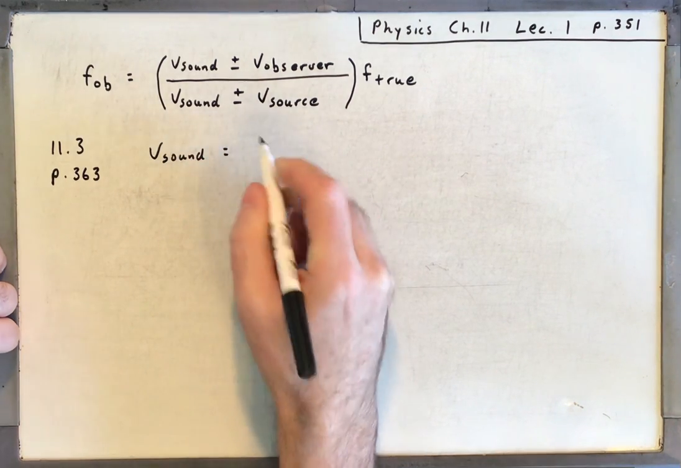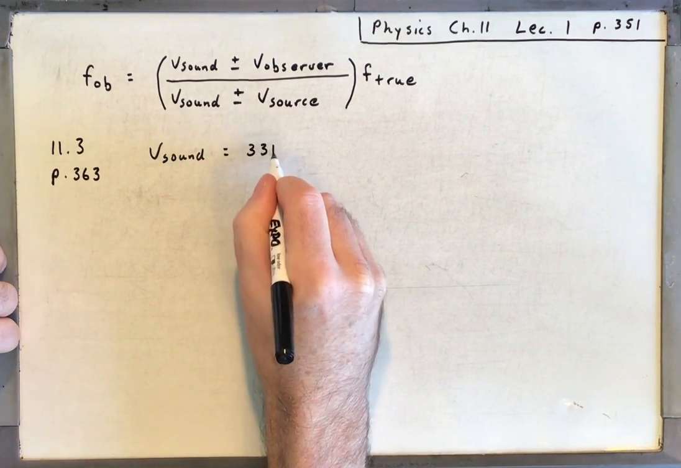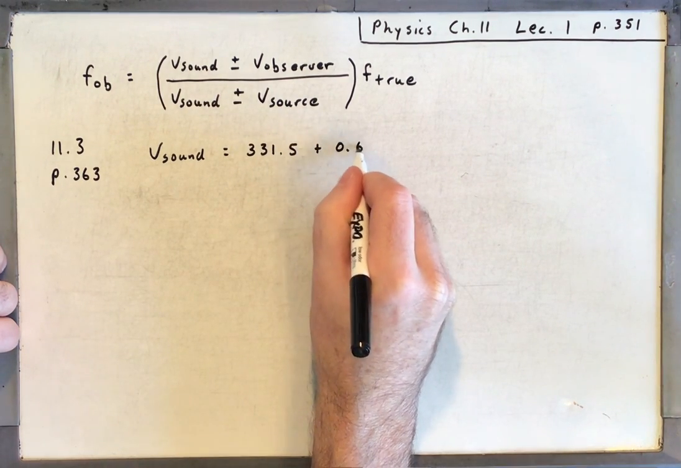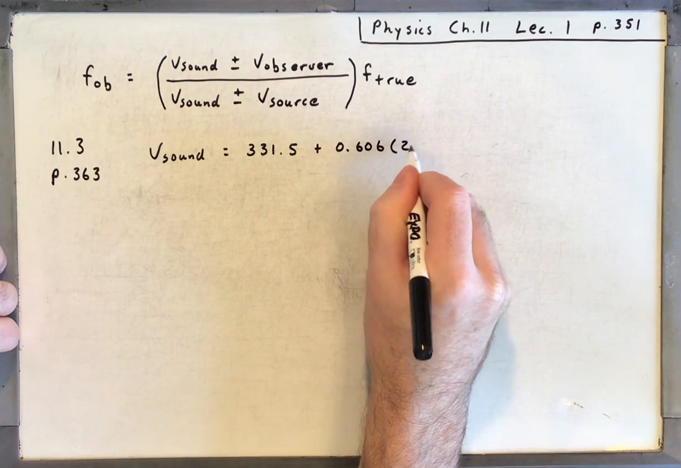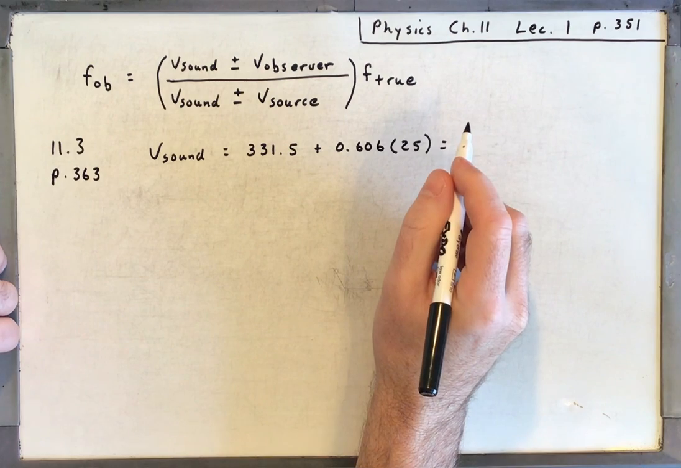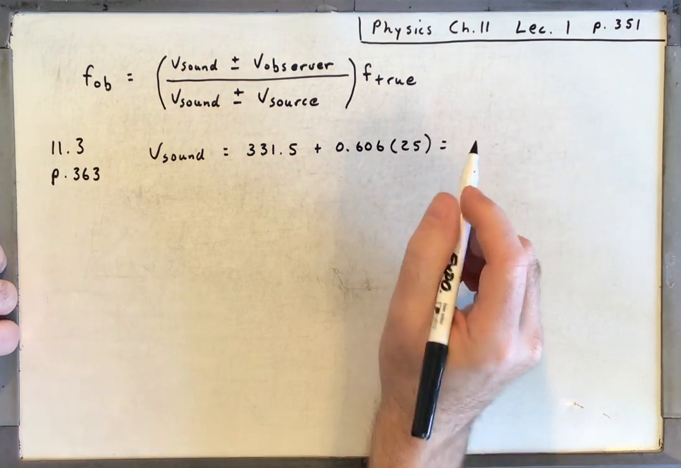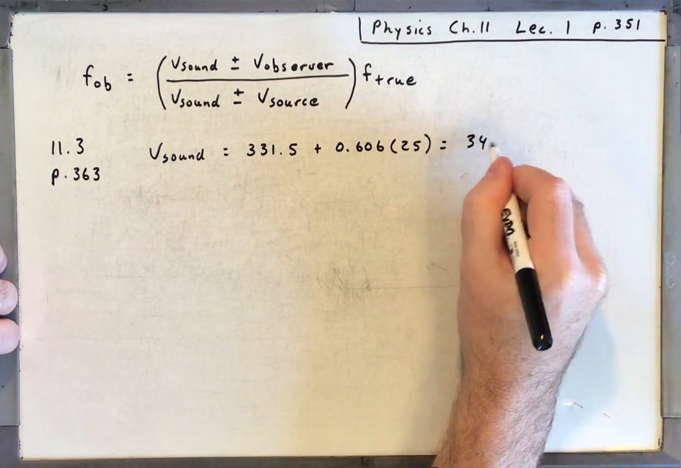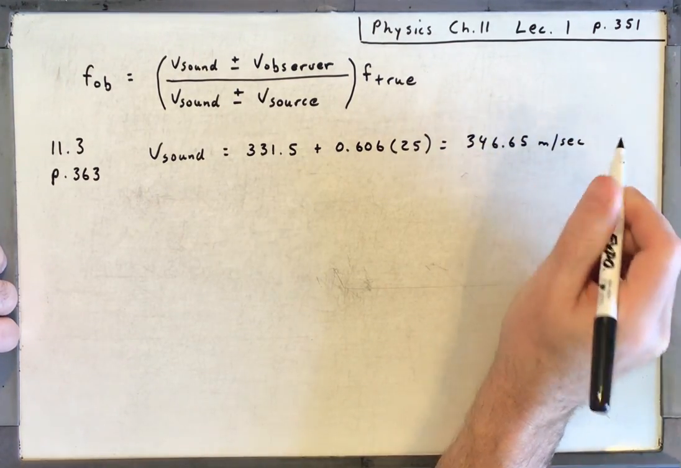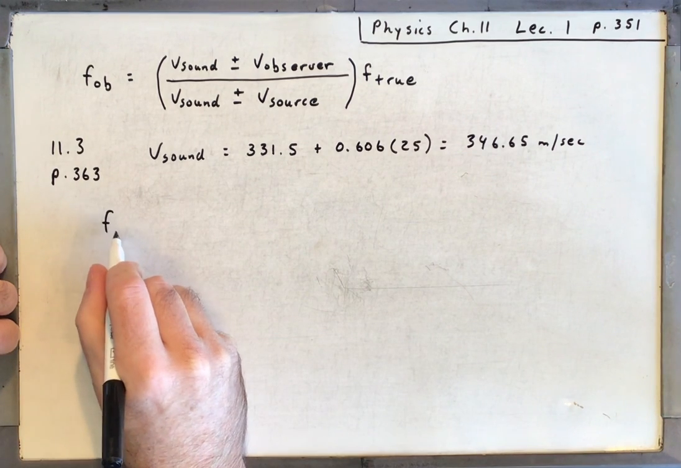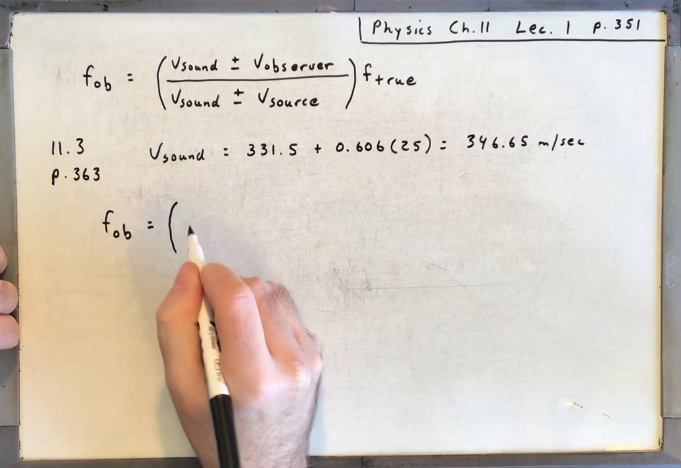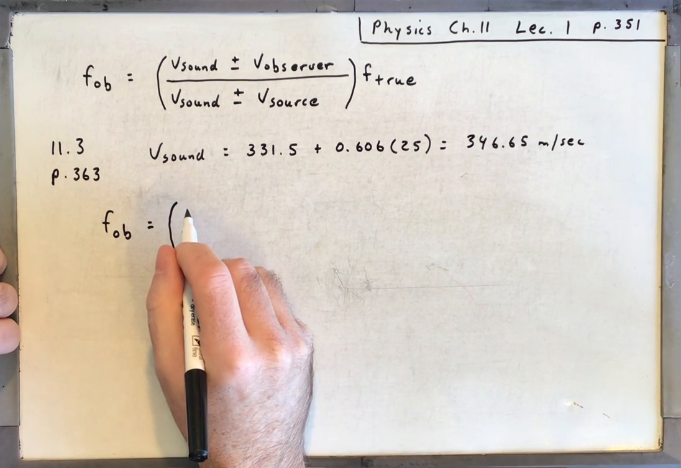All right, and we're going to use our velocity of sound in air equation, 331.5 plus 0.606 times 25 degrees Celsius. That is 346.65 meters per second. And we want to know what is the observed frequency of the train.